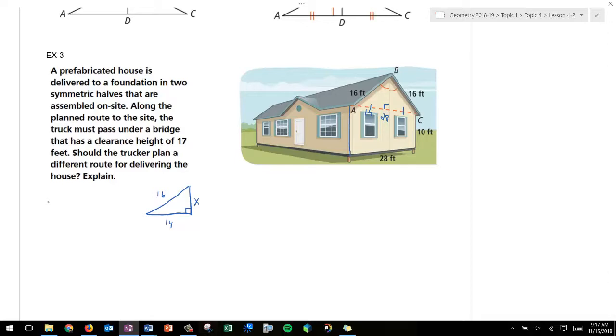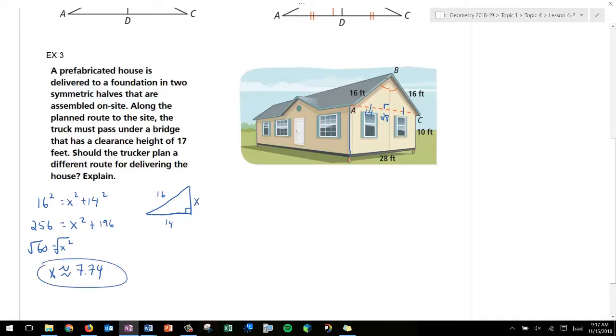So hopefully you remember that you've got 16 squared equals x squared plus 14 squared. Go ahead and solve that, and when you come back in, we'll be able to verify whether or not this house fits under this bridge with 17-foot clearance. All right, welcome back in. So solving out, we find that this piece here is 7.74 feet. So that tells me that total, if I add 10 to that, I've got 17.74 feet. So no, this will not fit under that bridge.